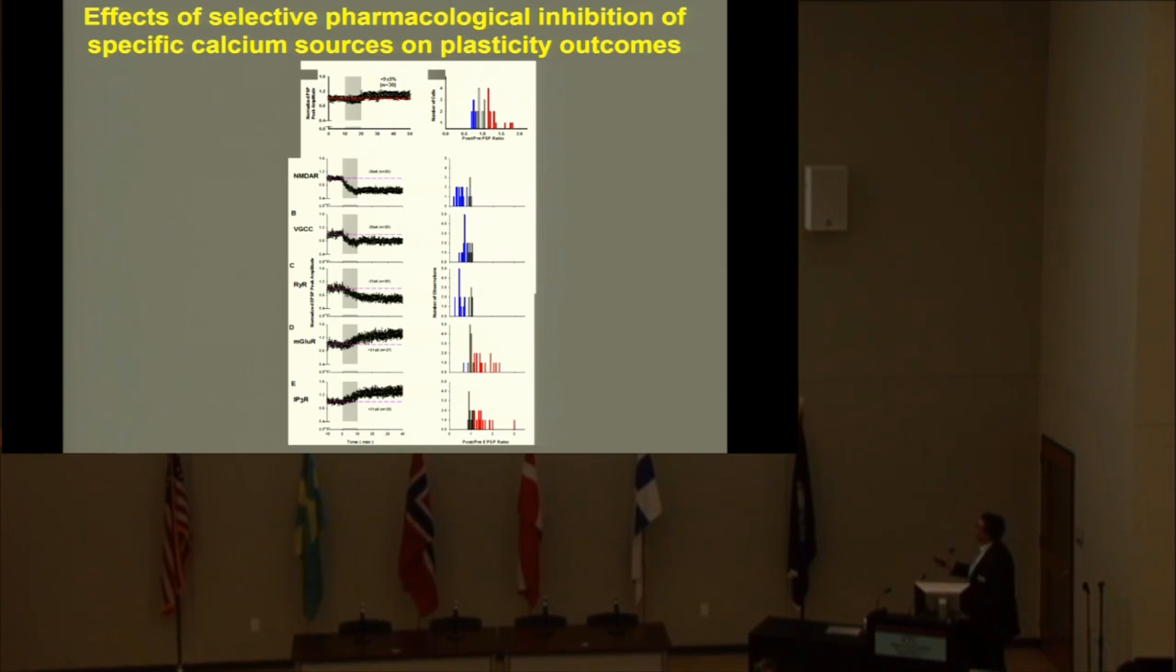And then underneath, they showed a series of panels where pharmacologically, one calcium source at a time was blocked. NMDA receptors were blocked, L-type voltage-gated calcium channels were blocked, ryanodine receptors were blocked, metabotropic glutamate receptors, or intracellular IP3 receptor calcium release from intracellular stores. And you just kind of squint and look at the slide and you see what's going on. When you block certain calcium sources like NMDA receptors, voltage-gated calcium channels, or ryanodine receptors, you don't see any red. You shift everything to depression.